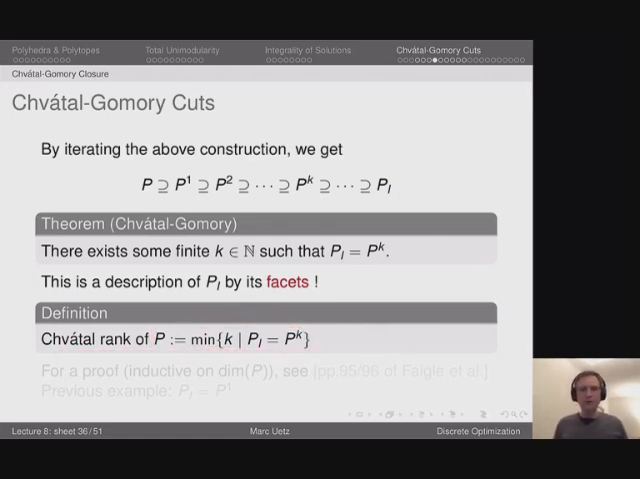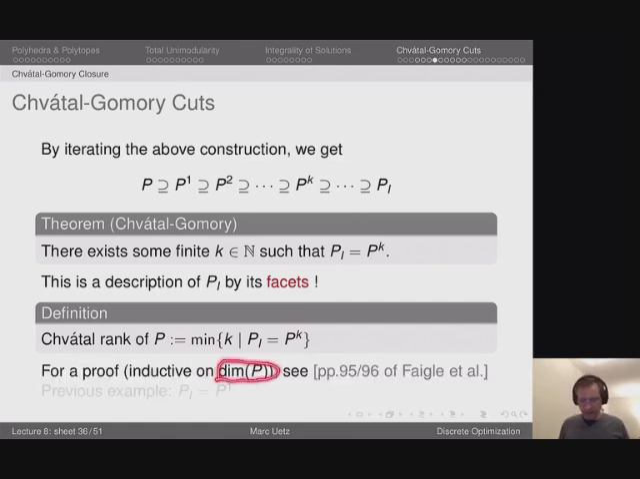And I'm not doing the proof. The proof is an inductive proof on the dimension of the polyhedron. And I have uploaded a part of a chapter of a book which contains this proof for those that are interested. On the previous little example, we had a situation where the addition of just one additional Schwartal-Gomory cut gave us the convex hull of the integer points.